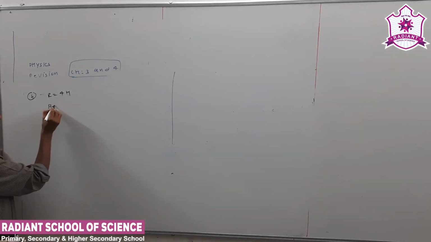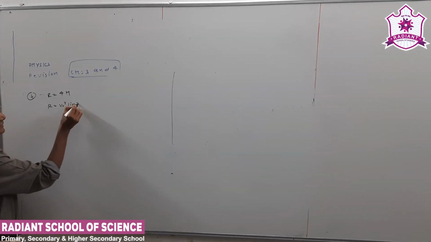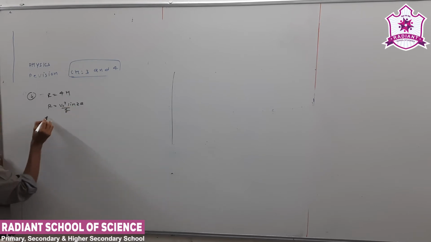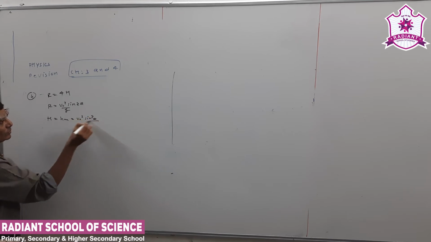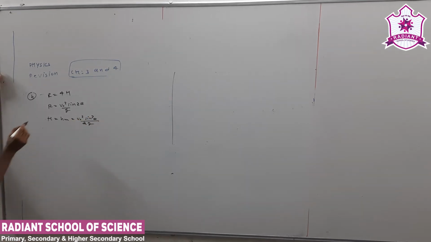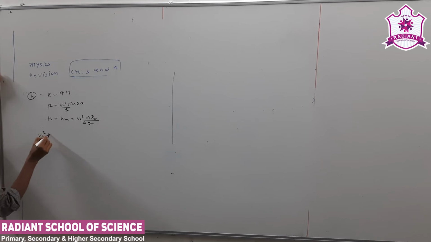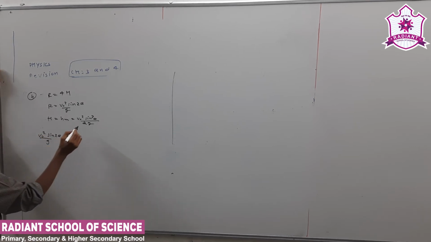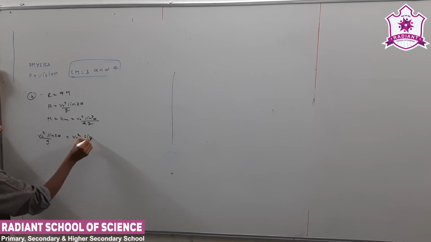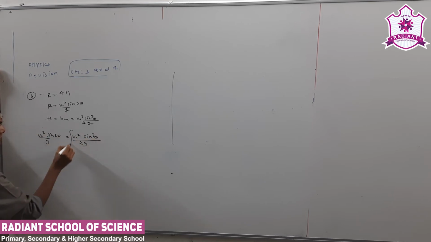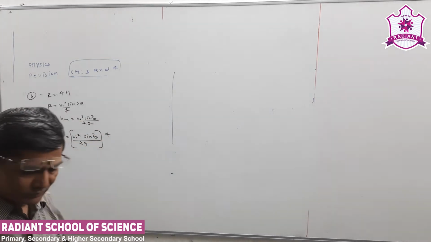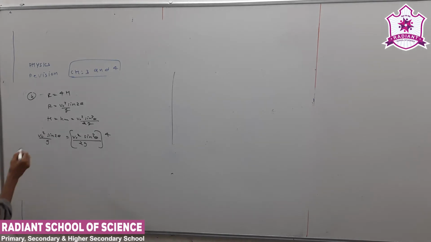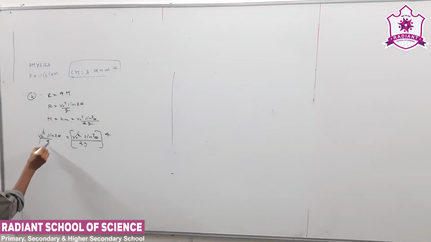Now what is the formula of the range? R is equal to V0 square sin 2 theta upon g. H is nothing but our maximum height, V0 square sin square theta upon 2g. So if I substitute this value, V0 square sin 2 theta upon g equals V0 square sin square theta upon 2g into 4. Now we have to simplify. So V0 will vanish, g also.